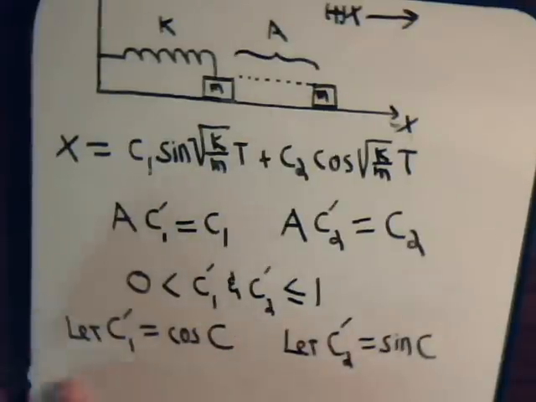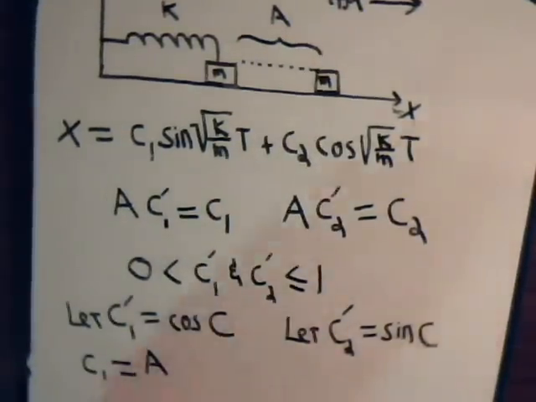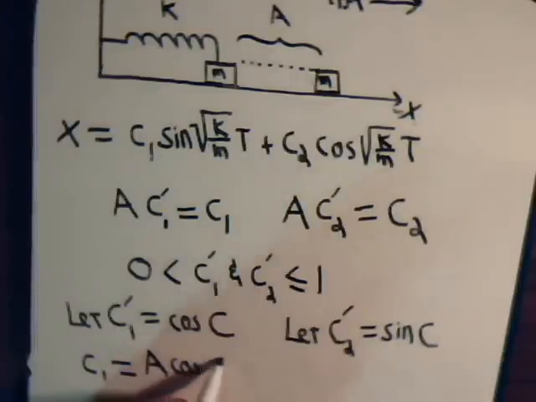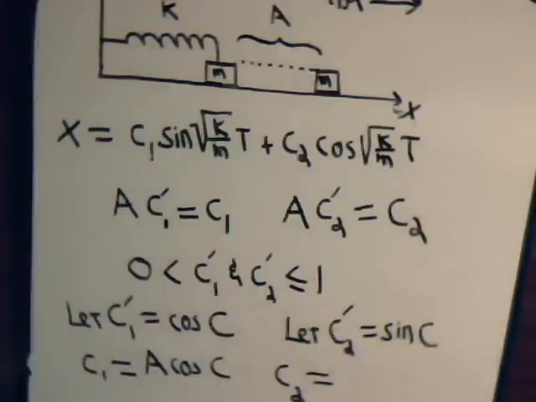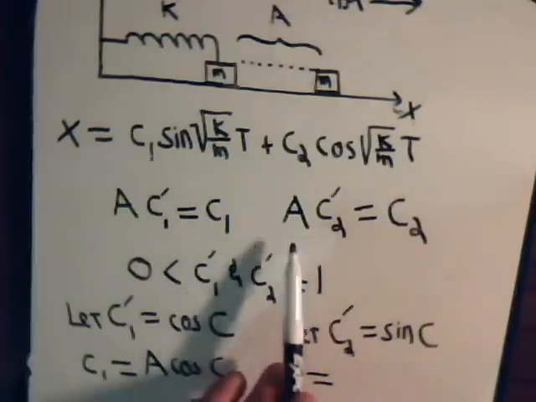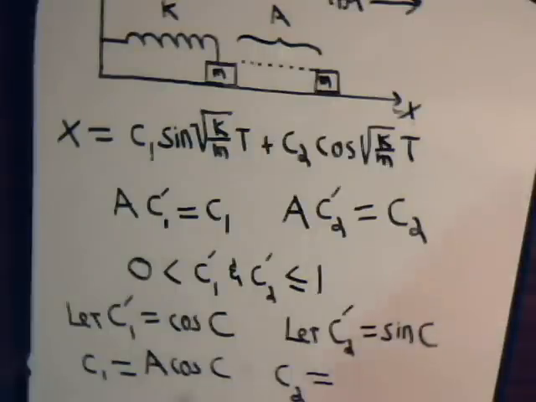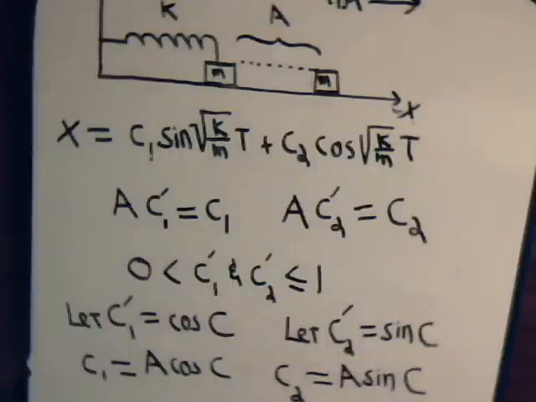So, in fact, let's just clarify this. C1 equals A times the cosine of C. That's the way that we're manipulating these arbitrary constants. And C2 is equal to A times C2 prime. That's going to be A times the sine of C.